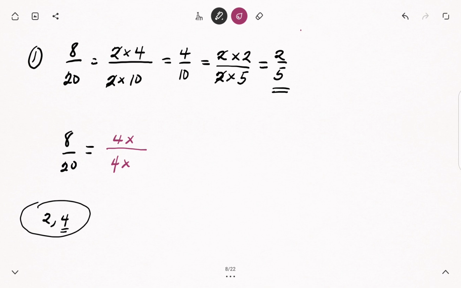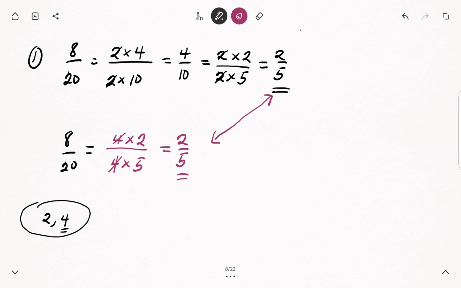Now, which number will I multiply by 4 to get 8? That is 2. And then, if I come to the denominator or the bottom, which number will I multiply by 4 to get 20? And that is 5. So if you look at it over here, 4 will cancel 4, and then I'm left with 2 and 5. So 2 over 5 here becomes my final answer.